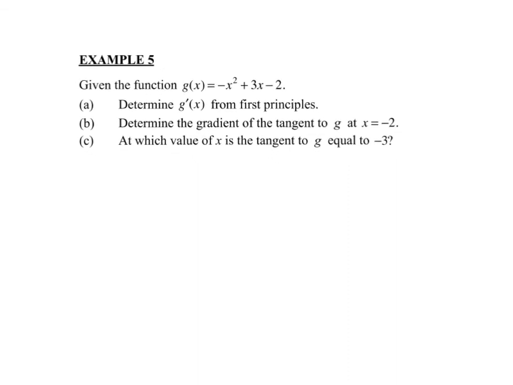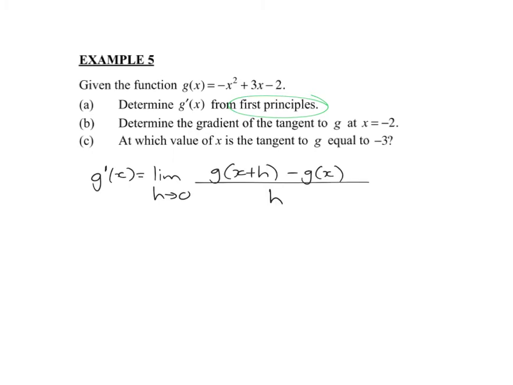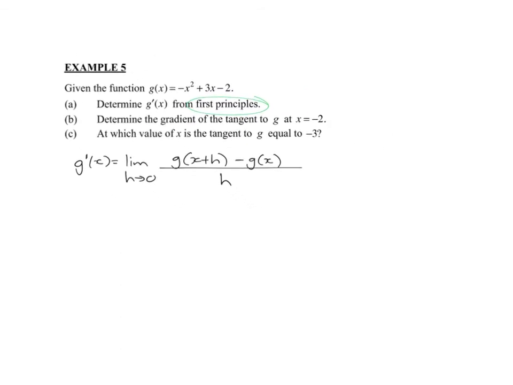Right, so here, given the function g of x equals negative x squared plus 3x minus 2, first thing says determine g dash x from first principles. So this is when you have to do it, when they say first principles. So the first thing you do is you write out your first principles formula. Please note that the graph is now called G, not F. So you're just replacing, instead of F, you're using G. And the first principles formula uses the limit as h tends to 0.